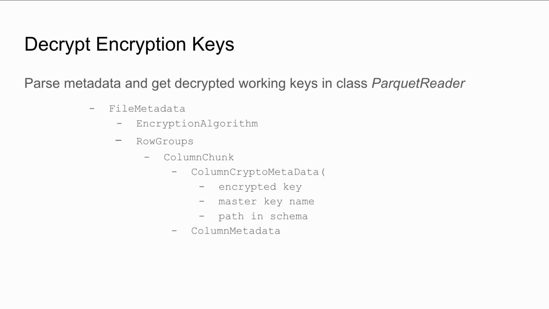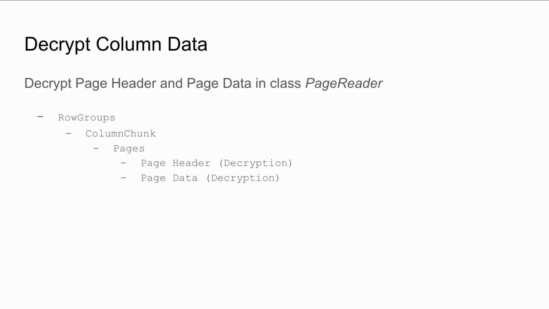So the main change is first in the packet reader. In the packet reader, we need to pass the crypto metadata together, the encrypted key, and then use it to call KMS to decrypt this key. And the other part is in the page reader. When we get the original encryption key, we can decrypt the data. We first decrypt the page header, then decrypt the page data.